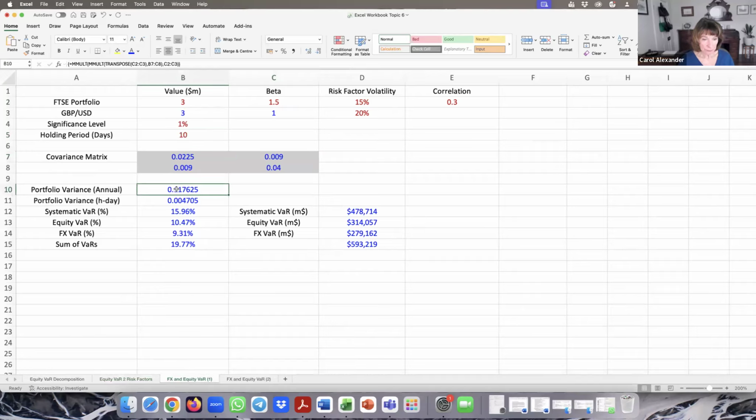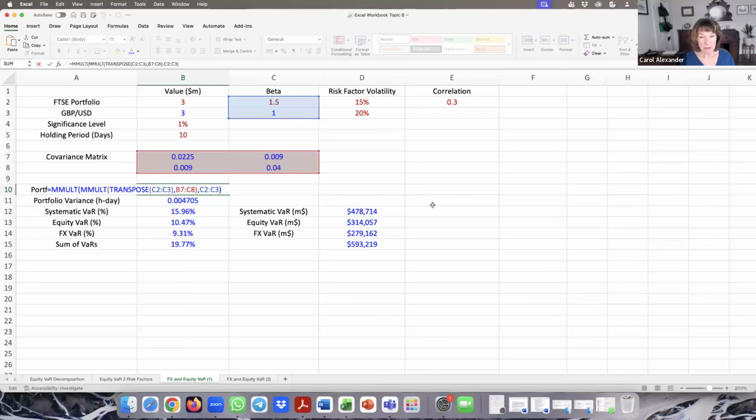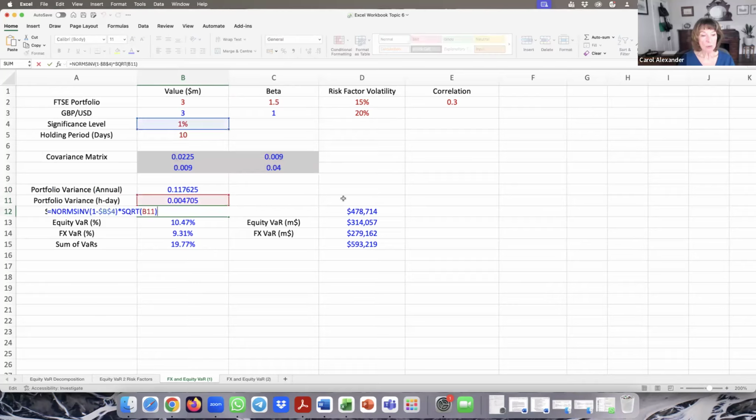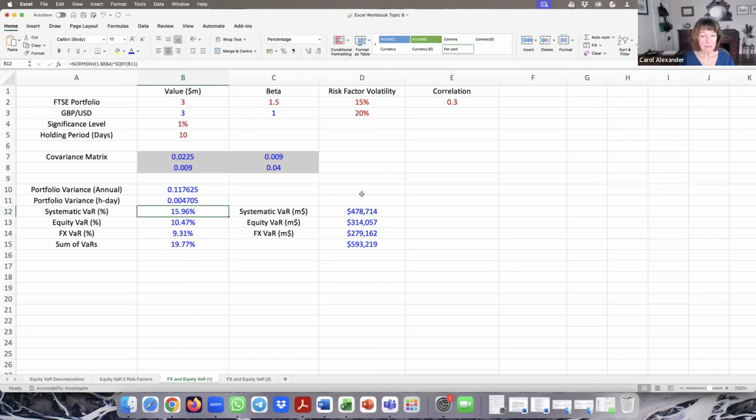For example, here I've got the MMULT, the beta prime VB for the portfolio variance, and that's an annual variance. And then to convert a variance to H days, I've got to not use the square root because it's variance, but multiply by the holding period divided by 250. Okay, so once we've got the H-day variance, we're going to use the normal model, NORMSINV of 1 minus alpha times the square root of the H-day variance. That gives the systematic VaR.